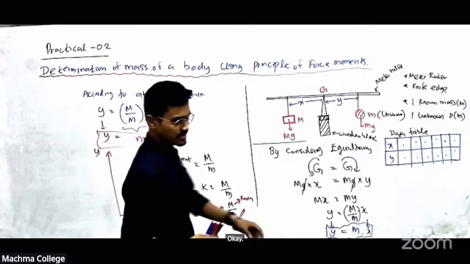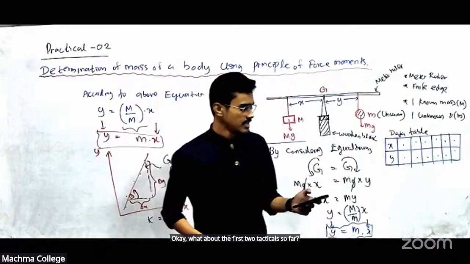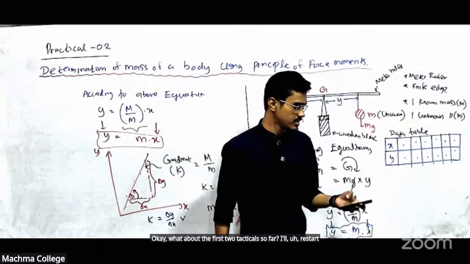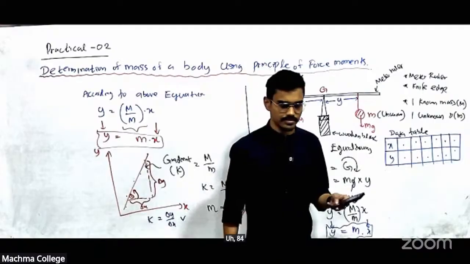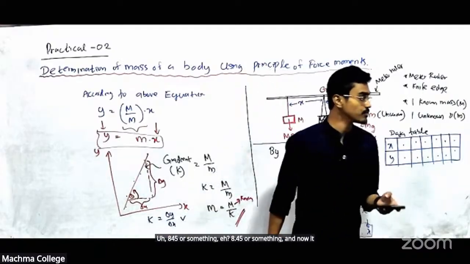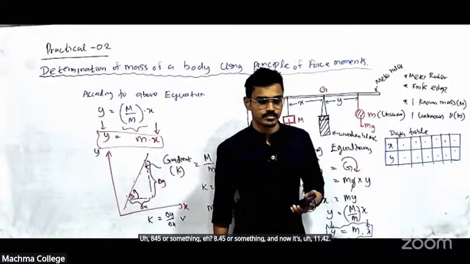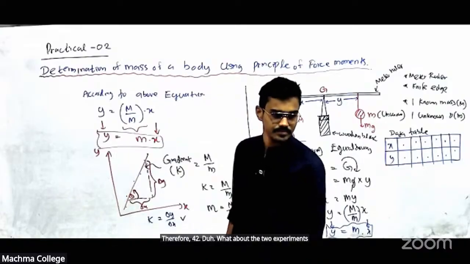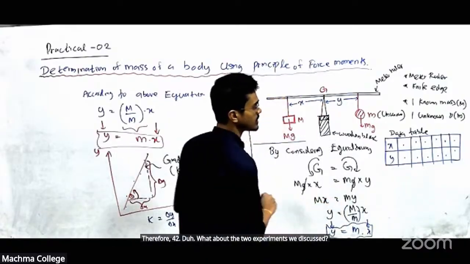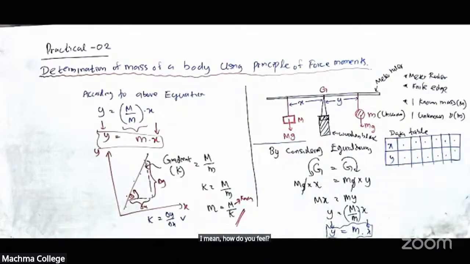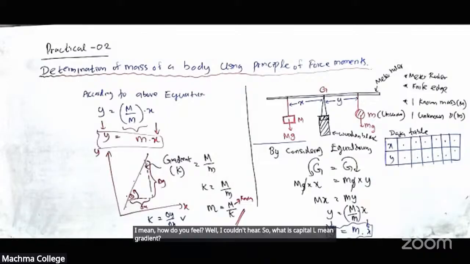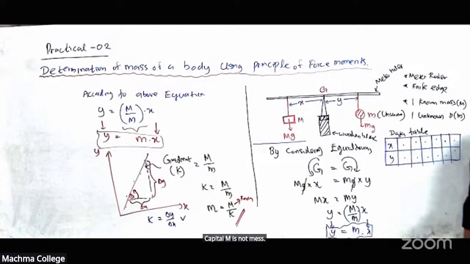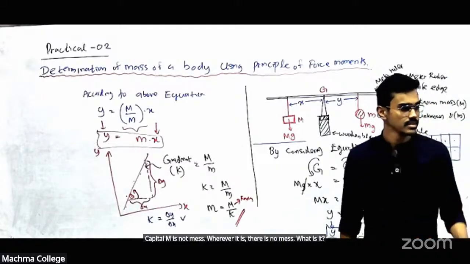Okay, what about the first two practicals so far? We started this session around 8:45 or something, and now it's 11:42. What about the two experiments we discussed? How do you feel? I couldn't hear. So what is capital M in gradient? Capital M is known mass. Wherever it is, that is known mass. Clear?